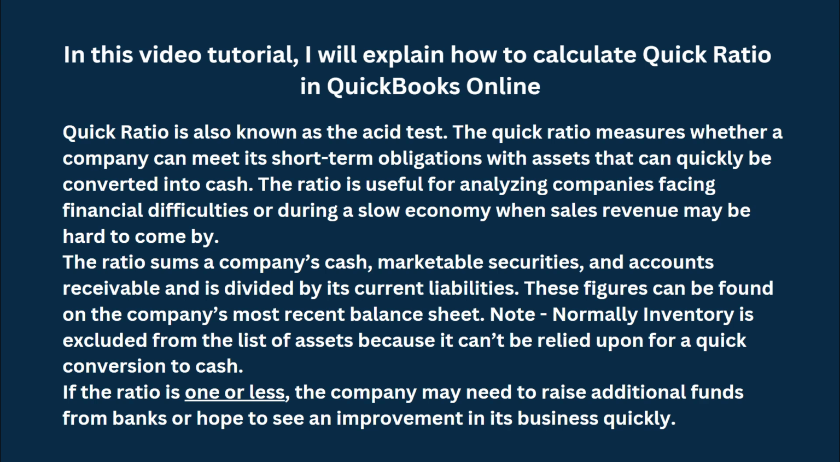So if the ratio is one or less, meaning the company's cash position, including AR, is one or less, the company may need to raise additional funds from banks, or hope to see improvement in business quickly. Can you raise enough money from a bank, or will the bank give money when the economy is slowing down? So that's the focus. That's how you analyze the ratio.